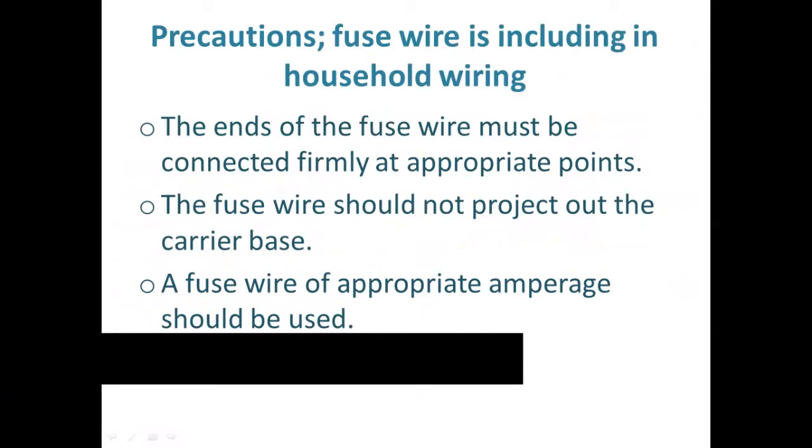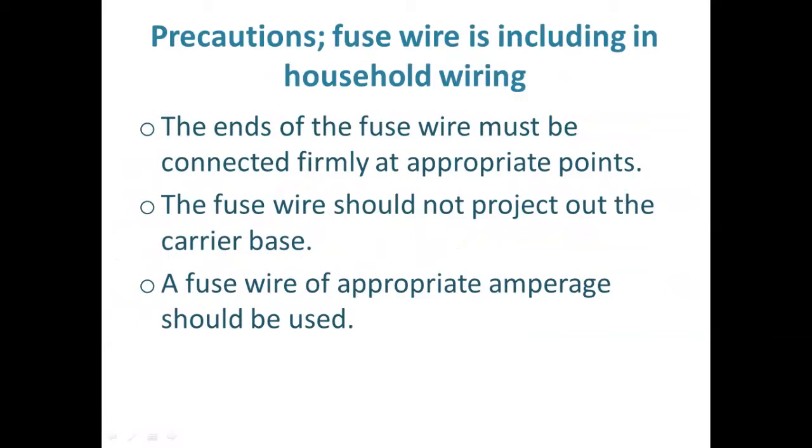Precautions when a fuse wire is included in household wiring: The ends of the fuse wire must be connected firmly at appropriate points. The fuse wire should not project out of the carrier wings. A fuse wire of appropriate amperage should be used. When we use the safety fuse in household wiring, we have to take all these precautions when fitting the safety fuse.